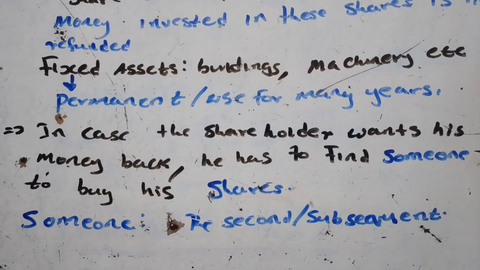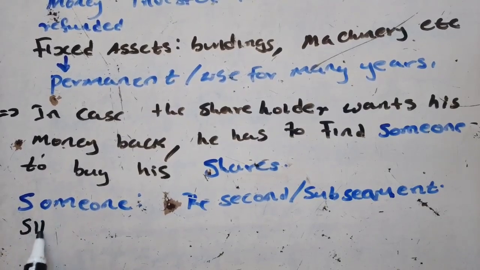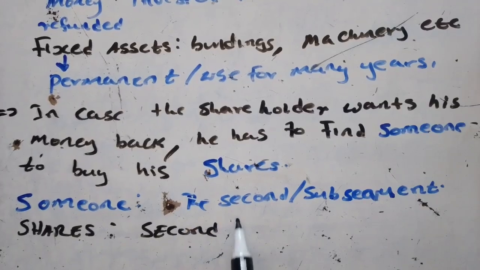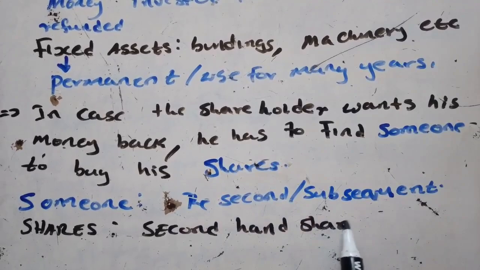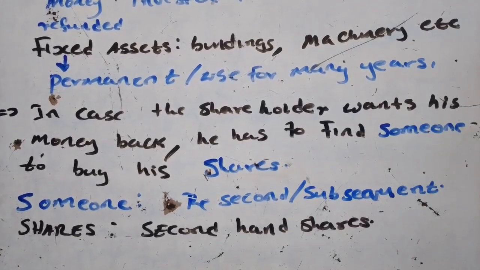So when these shares are sold, they will be referred to as second hand shares, because they were owned by a certain individual and later he decided to sell them because he needed money. And the same second hand shares can be sold and bought at the same market, which is the stock exchange. You can buy them or sell them at the stock exchange market.